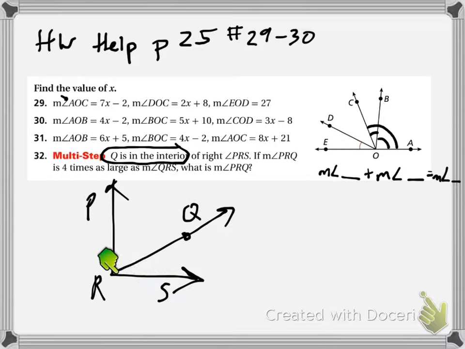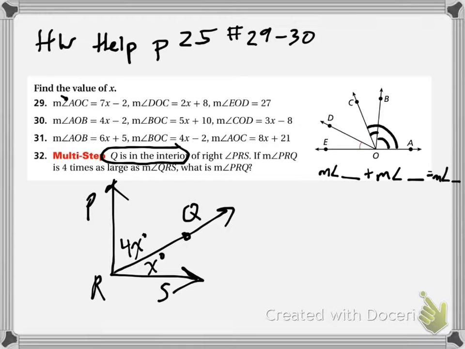A right angle. Okay, so here's what I'm going to do, is I'm going to make up a variable for this angle here. So that's going to be x degrees. And we know that the other angle is 4 times as large. So we put 4 times x.